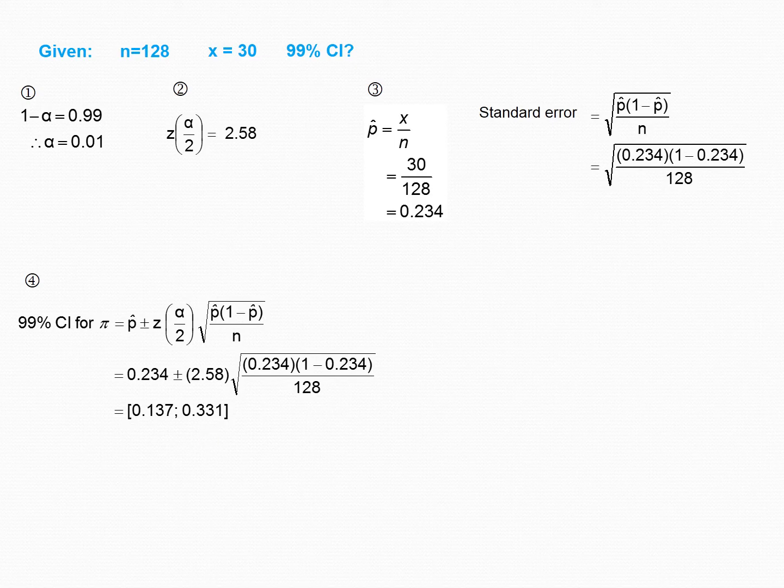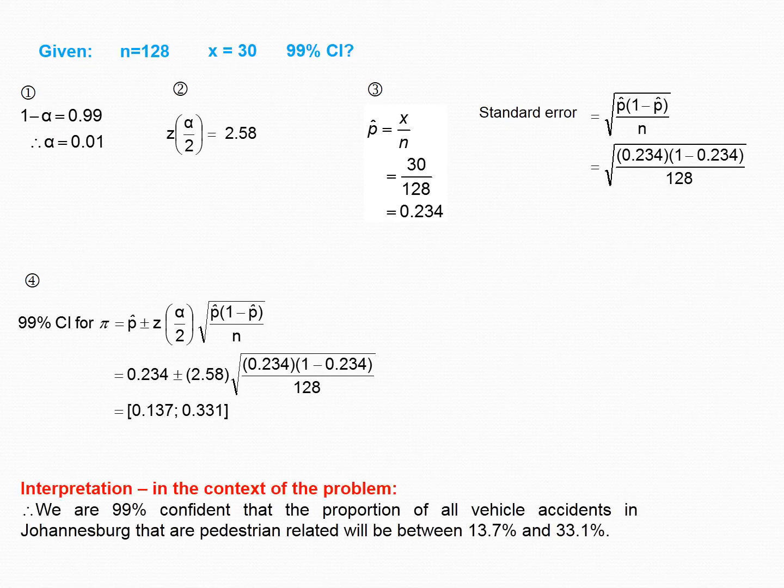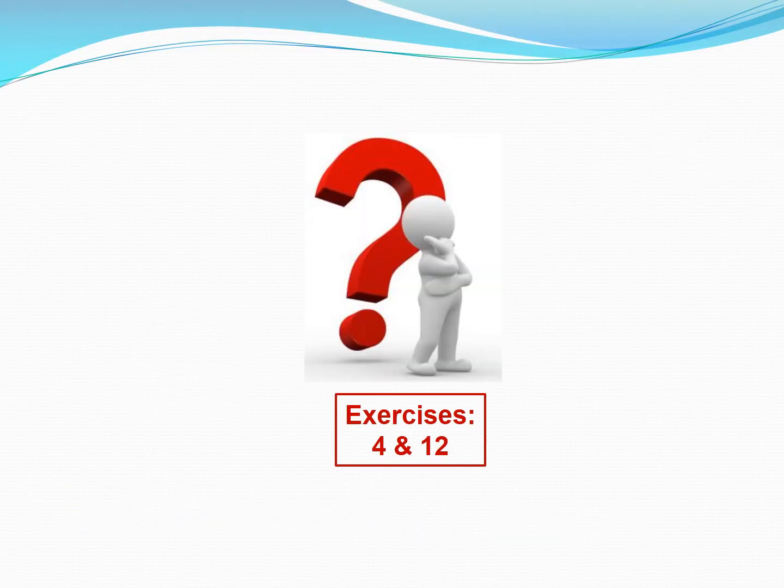Then when you interpret confidence intervals for proportions, you do it in terms of percentages. So our interpretation in the context of the problem will be, we are 99% confident that the proportion of all vehicle accidents in Johannesburg that are pedestrian related will be between 13.7% and 33.1%. So you just express that lower limit as a percentage and the upper limit as a percentage. You can try exercises 4 and 12 on population proportion then, please.